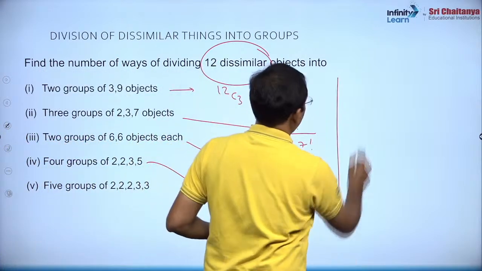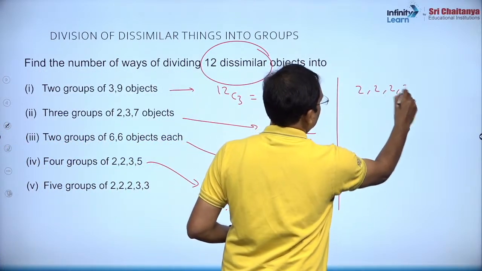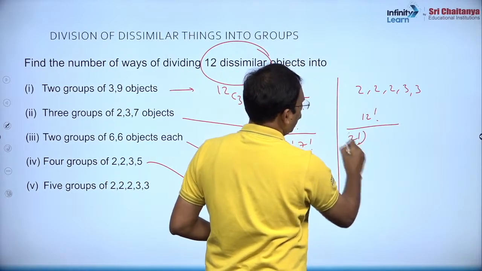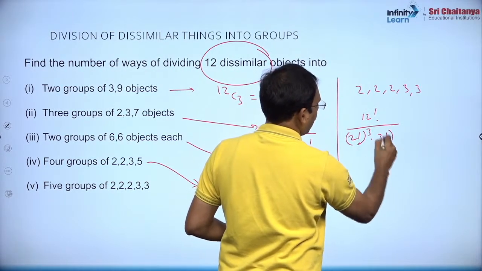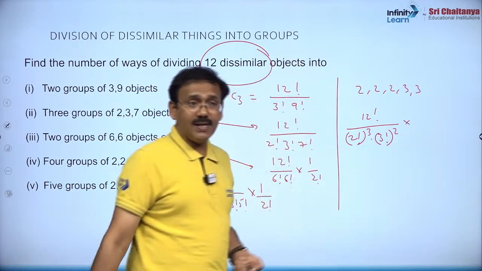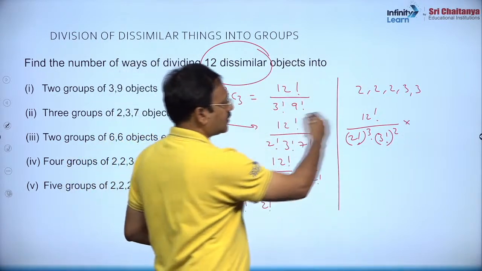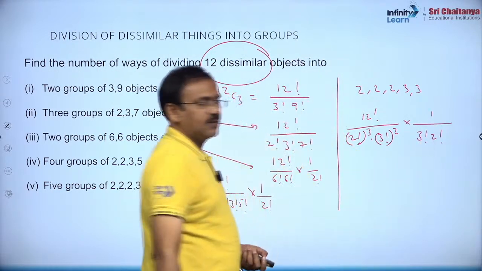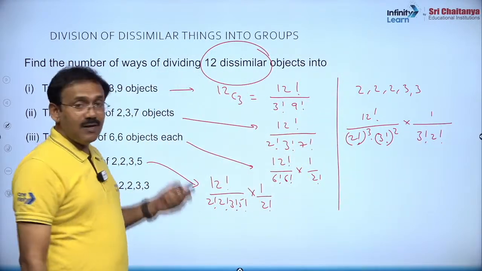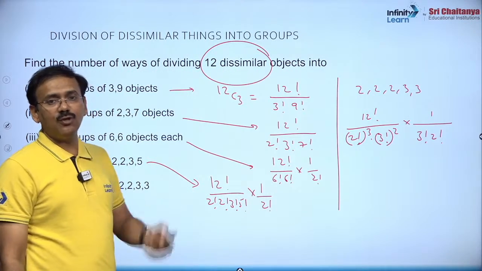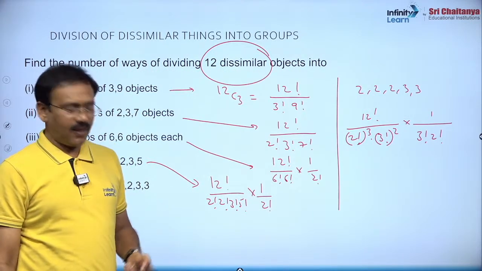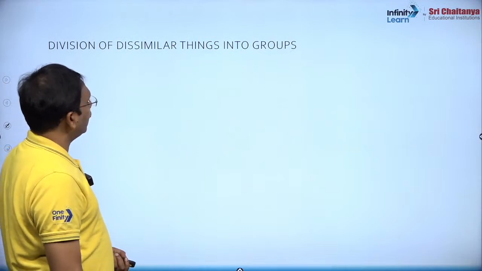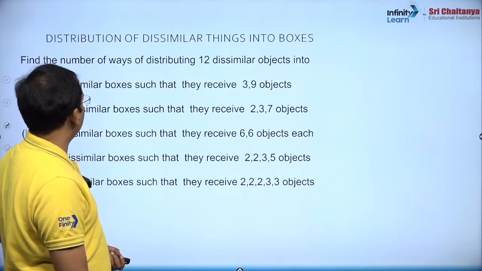You see, if 2, 2, 2, 3, 3 is the combination, 12 factorial by 2 factorial 3 times, 3 factorial 2 times, multiplied by, my dear friends, 1 by 3 factorial into 2 factorial. Like this, we will divide certain objects into groups. Okay. The next, my dear friends, division of dissimilar things into groups we have discussed.